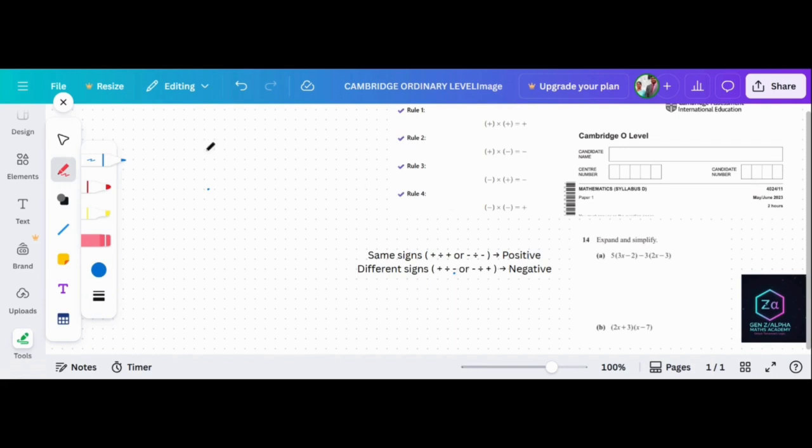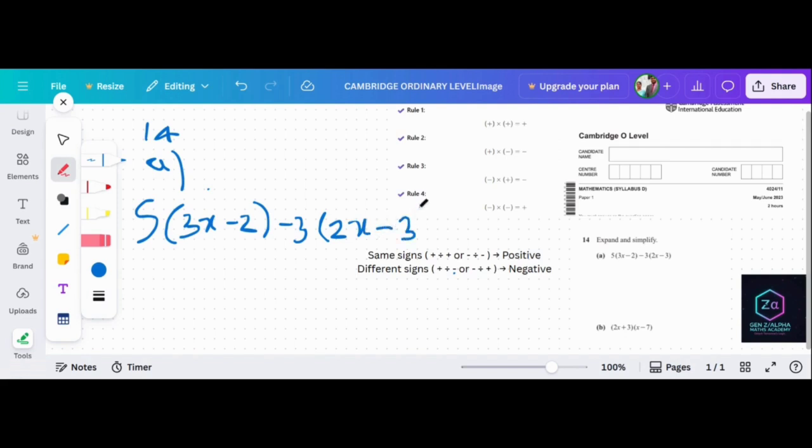So let's move to our question 40. That is paper number 1, question number 14, 2023 main June, part A, a 2 marks question. It is a very simple one. 5, we have a bracket, inside the bracket 3x minus 2, minus 3, bracket, 2x, right? That is the question.